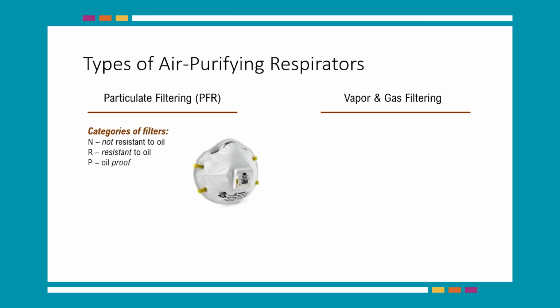Filters have three different categories: N, which is not resistant to oil, R is resistant to oil, and P is oil-proof. If there are no oil particulates, any filter can be used. In addition to filter types, there are different levels of efficiency: 95%, 99%, and 99.75%, which is considered to be 100%. For example, the most commonly used respirator is an N95 dust mask, which is not resistant to oil and has the lowest efficiency.